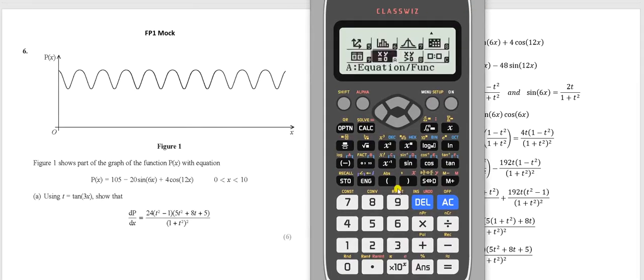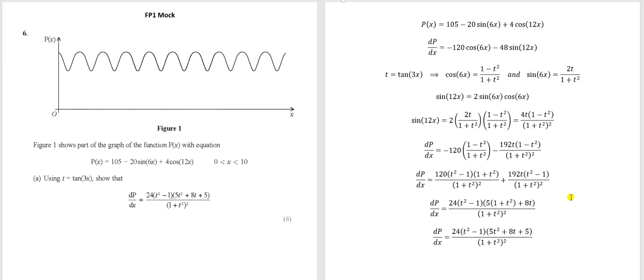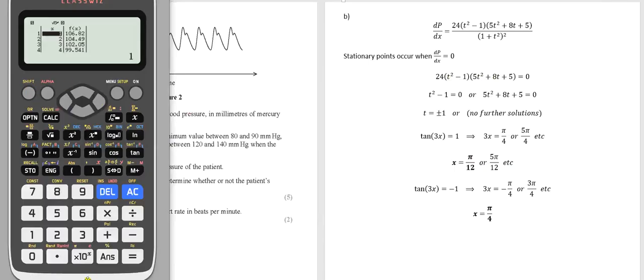So what I'm going to do here is use my old favorite, the table mode. We're in menu option number 9. We can enter in the function. We're going to put 105 minus 20 times sine of 6x plus 4 times cos of 12x. And then I don't need a second function. It doesn't matter what the range is that it gives you because we're able to choose our values based on what we're interested in. What we're interested in here is the values pi by 4 and pi by 12. So I'll put in pi by 12 and I'm going to put in pi by 4.